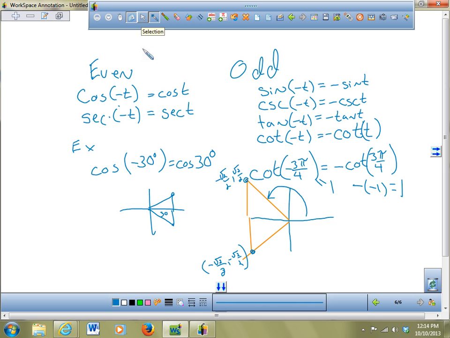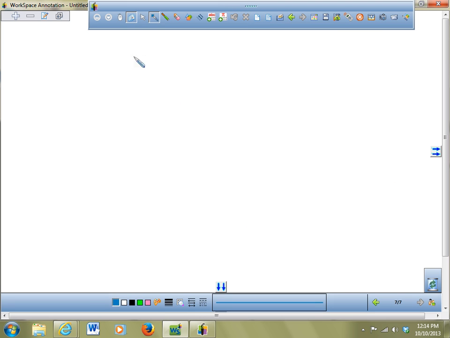Unit circle, yeah. But if you did have a calculator, because sometimes angles don't always come out nice and neat, say you want to know the sine of 373 degrees.